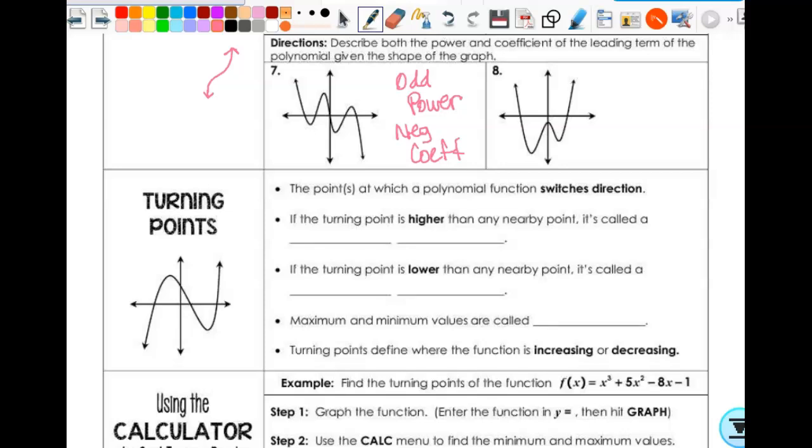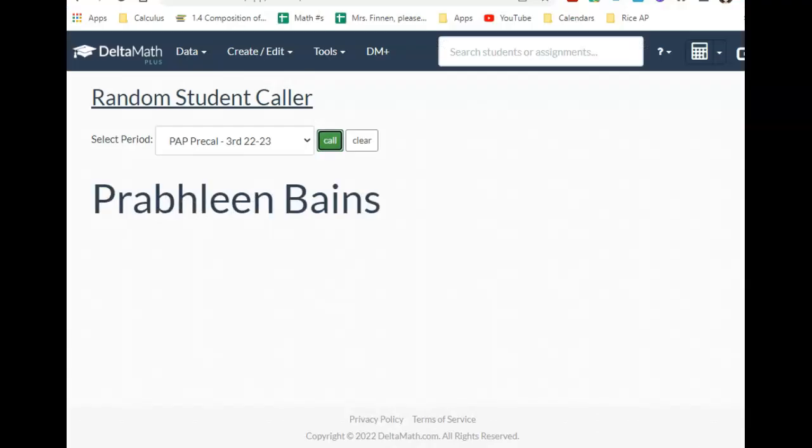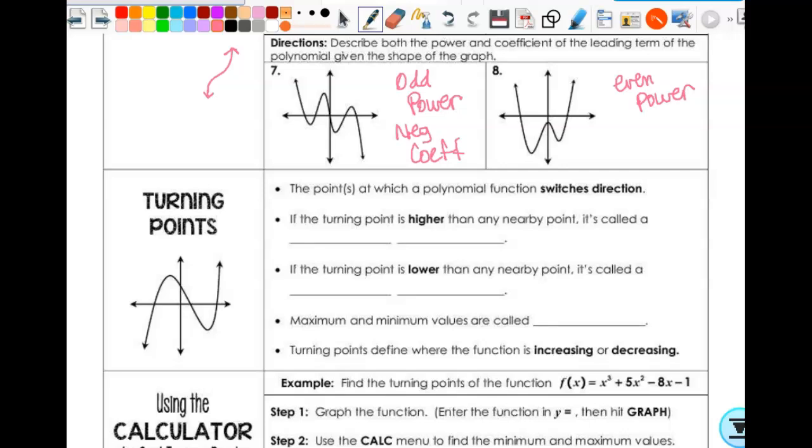All right, so number 8. Vincent, would this be even or odd? Even. Y'all agree with that? Okay, even. And Prableen, would this be positive or negative? Positive. Good. Okay. Any questions on those?